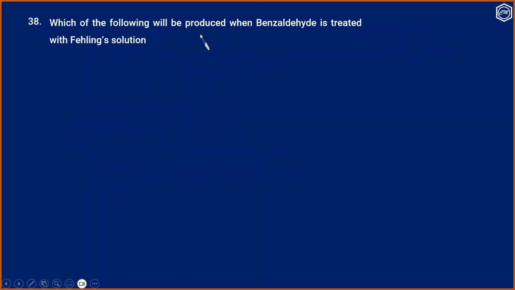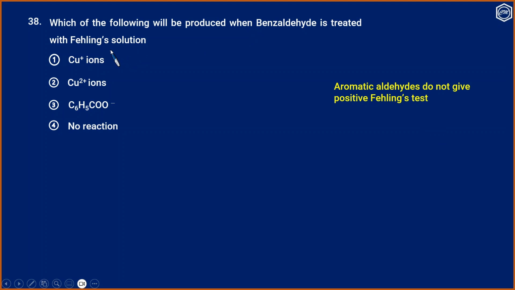Which of the following will be produced when benzaldehyde is treated with Fehling's solution? 1. Cu+ ions, 2. Cu2+ ions, 3. C6H5COO- ion, and the fourth one, no reaction. Aromatic aldehydes do not react with Fehling's solution, so they do not give a positive Fehling's test. So option 4 is correct.